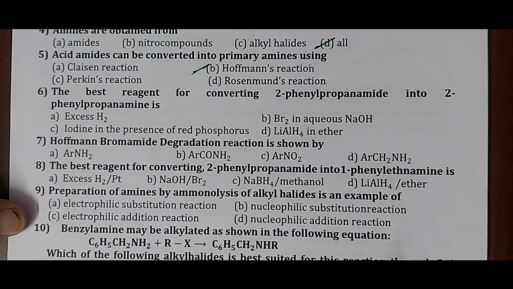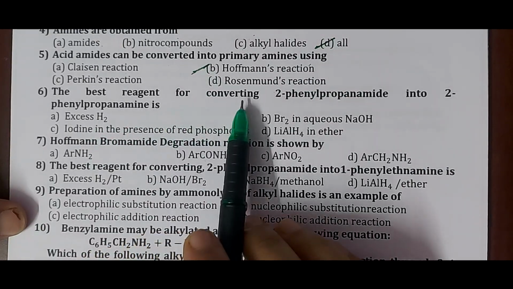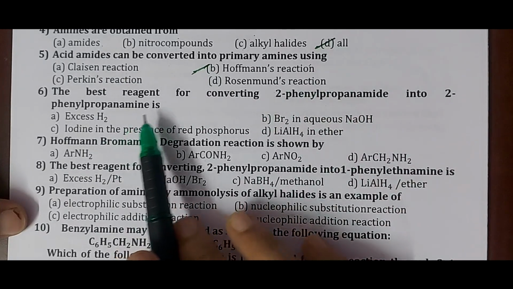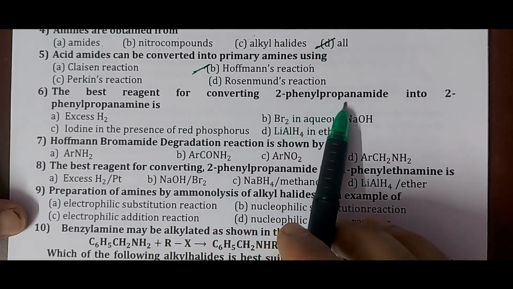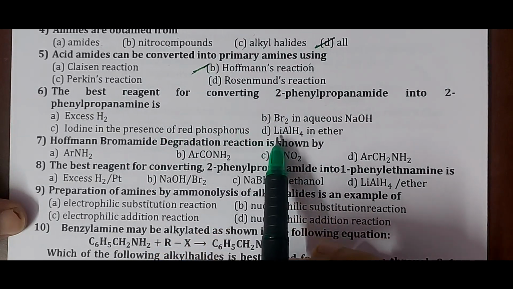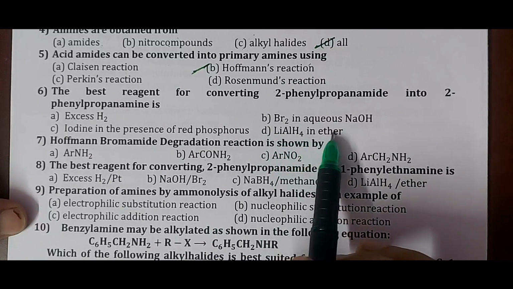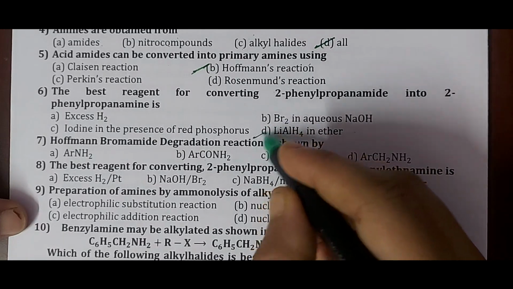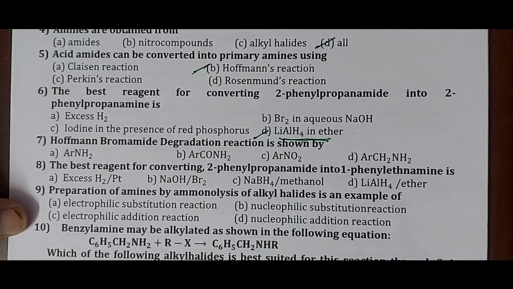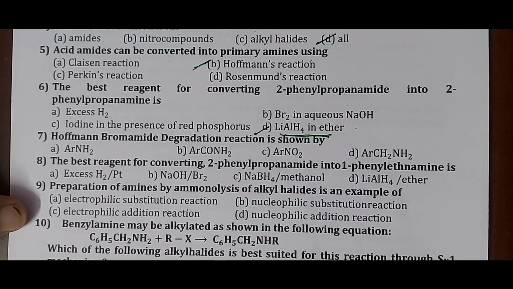Question number 6 is: the best reagent for converting 2-phenyl propanamide into 2-phenyl propanamine. Without changing the number of carbon atoms when you are converting, the reagent we use here is lithium aluminium hydride in ether. Hence the correct answer is option D. This is one of the methods of preparation of amine. Next, if we go with question number 7.